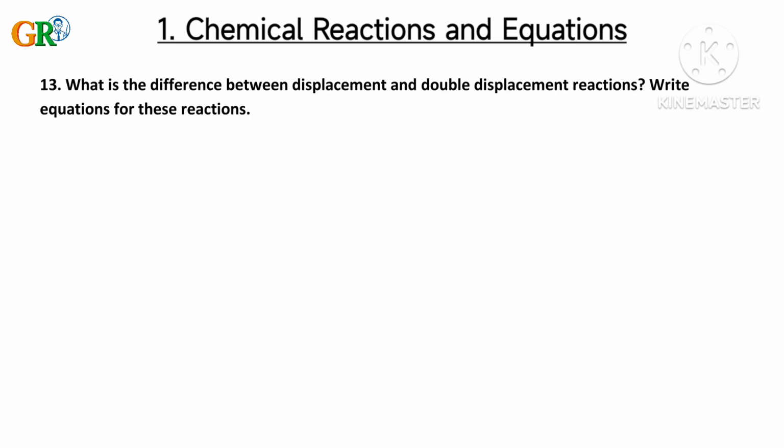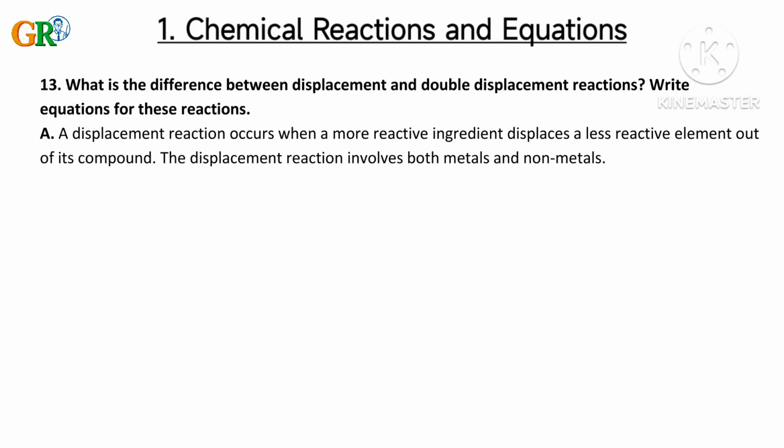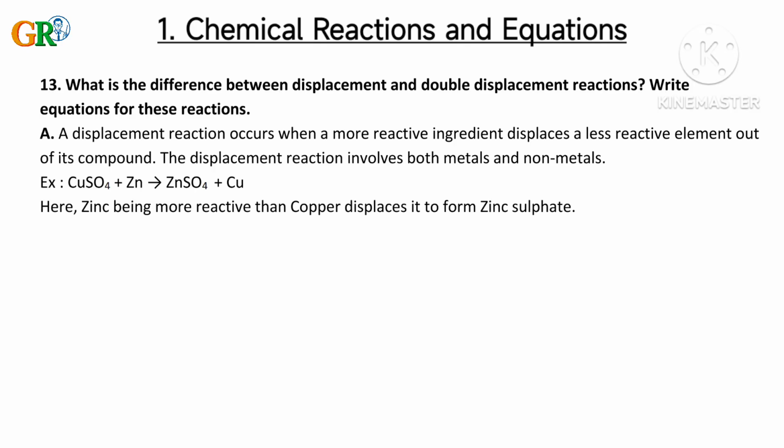Next, 13th question. What is the difference between displacement and double displacement reactions? Write equations for these reactions. A displacement reaction occurs when a more reactive element displaces a less reactive element out of its compound. The displacement reaction involves both metals and nonmetals. Example, CuSO4 plus Zn gives rise to ZnSO4 plus Cu. Here, zinc being more reactive than copper displaces it to form zinc sulfate.